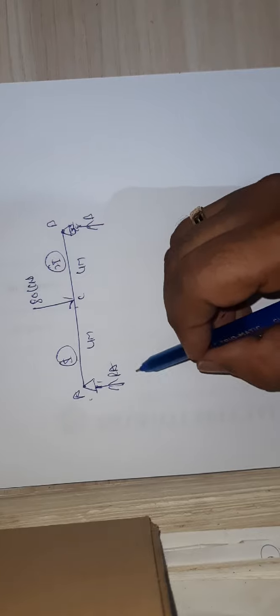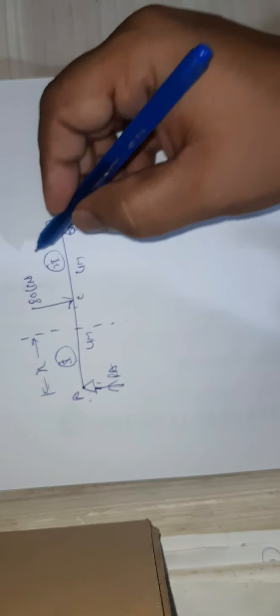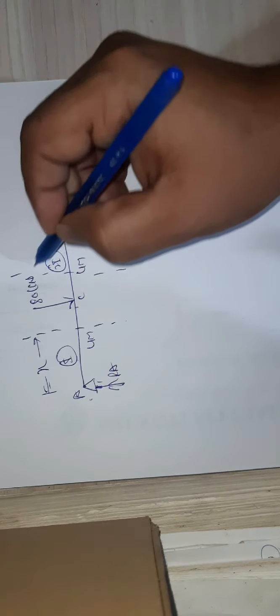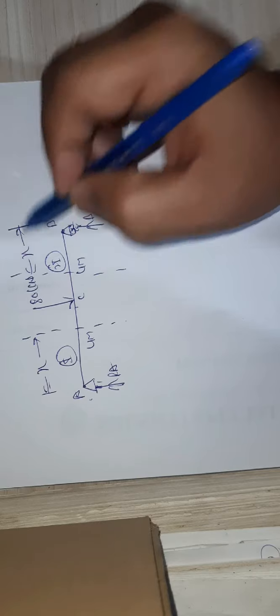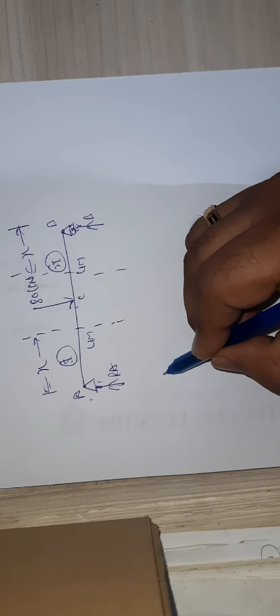We need to find out the reactions first. Here also I have taken a section at X for the AC portion, and here also one section at X from point B. Like this we need to take sections. Let us find out the reactions first. The first step is to find out the reactions.